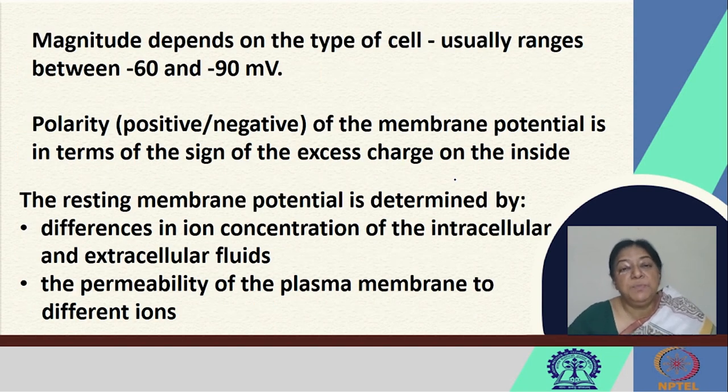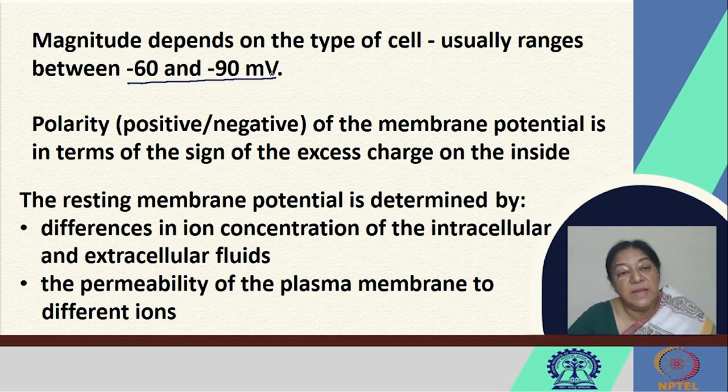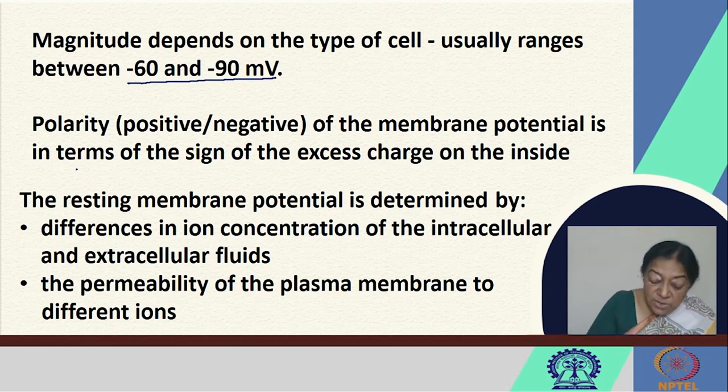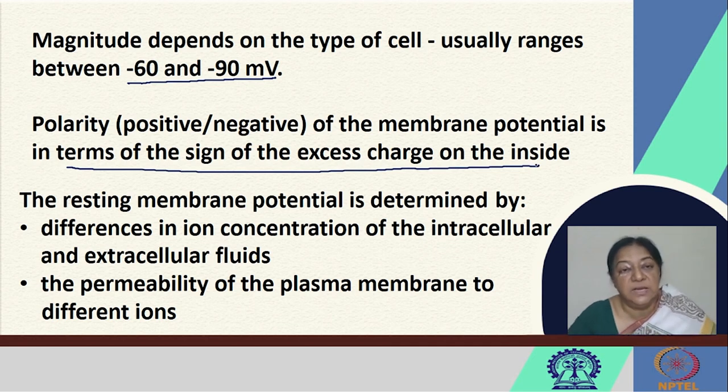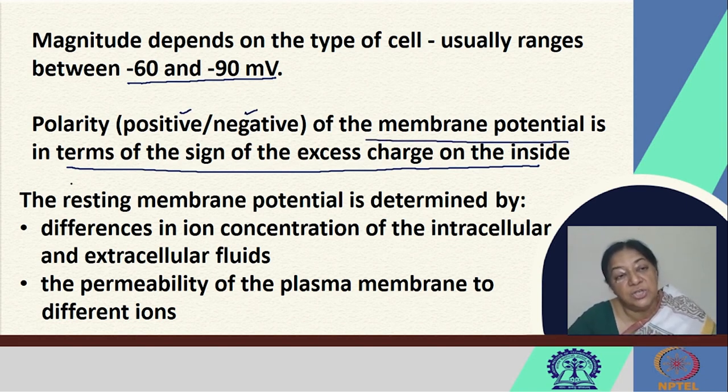This magnitude depends upon the type of the cell, and it usually ranges between minus 60 and minus 90. The negative sign is because we have the excess charge on the inside, since the polarity, positive or negative, of the membrane potential is in terms of the sign of the excess charge on the inside. This is the way it is represented by convention. And this, as we saw, is usually negative, with values ranging from around minus 60 millivolts to minus 90 millivolts.